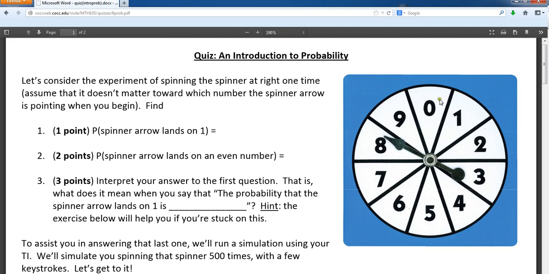The remainder is 0. So half the time, 0, 2, 4, 6, and 8, half the time, you're going to land on an even number. The other half, you're going to land on an odd number. So that's 0.5, 50%, however you want to write it, 1/2.